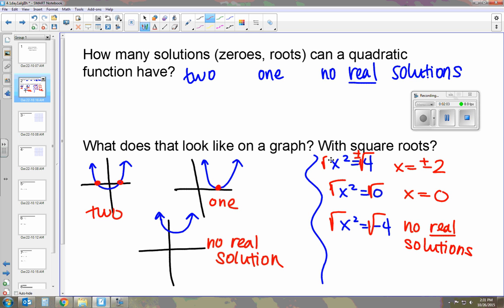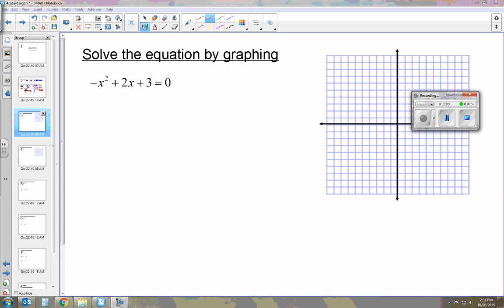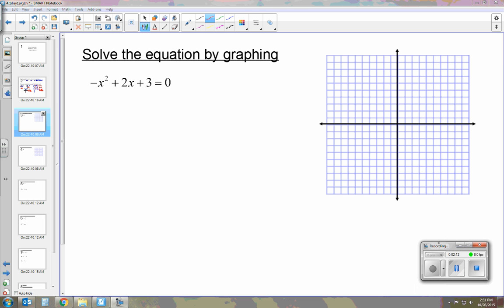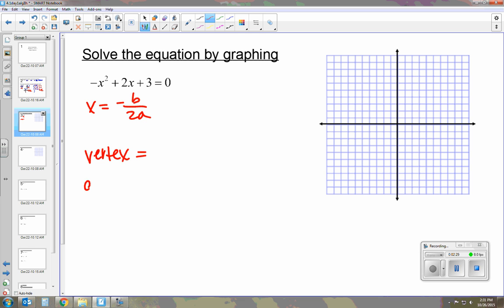Okay, so we have to keep that in mind. We can have 1, 2, or no real solutions for right now. And I'm going to show you several different ways how to get these solutions. The first one is by graphing. So we have to remember how to graph a quadratic equation. So we can do x equals negative b over 2a to find our vertex. And we have to have our axis of symmetry as well.